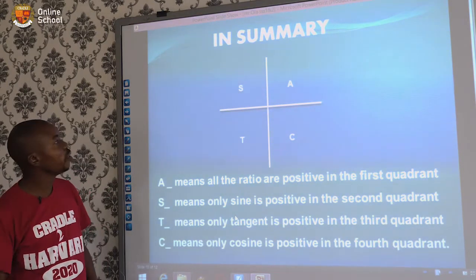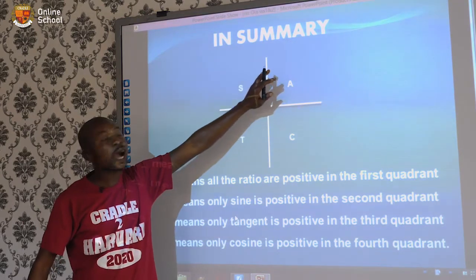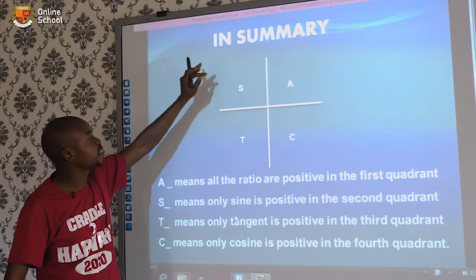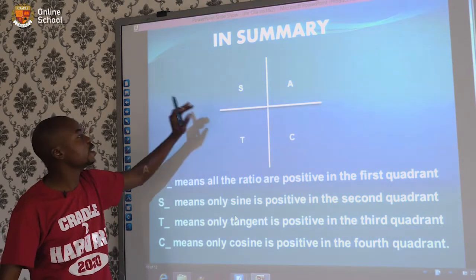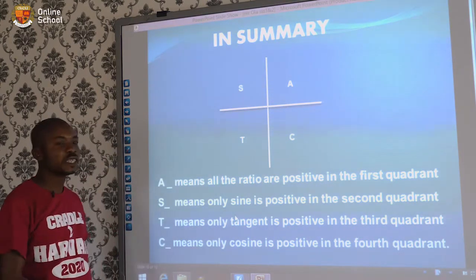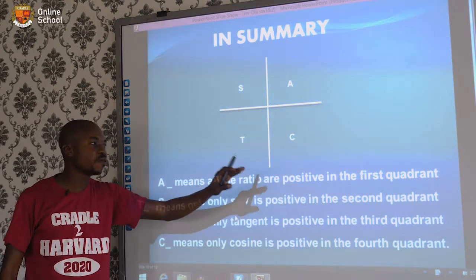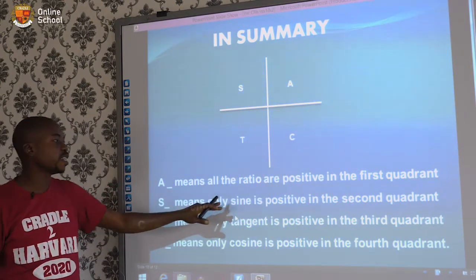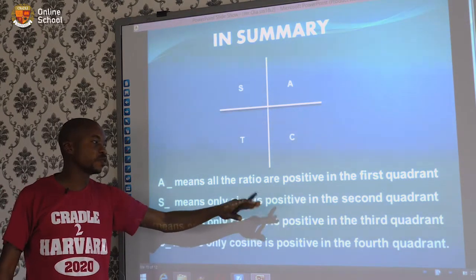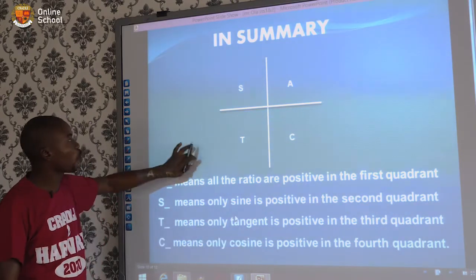So in summary, you can see from this table that all of them are positive in the first quadrant, only sine is positive in the second quadrant, only tan is positive in the third quadrant, and in the fourth quadrant, only cos is positive. So A means all the ratios are positive in the first quadrant, S means only sine is positive in the second quadrant, T means only tangent is positive in the third quadrant, and C means only cosine is positive in the fourth quadrant.